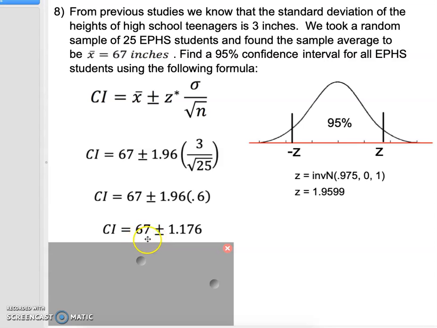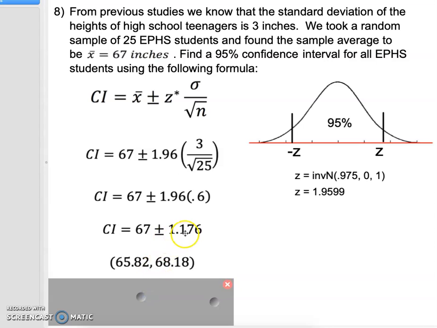Okay, tying in the last slide to this slide. 67 is our best guess. That's what we got in our sample. So that's our point estimate. This amount that we are going above and below is called the margin of error. So we go positive or negative 1.176. Subtracting that amount and adding that amount, I get this range of values. That is our confidence interval.